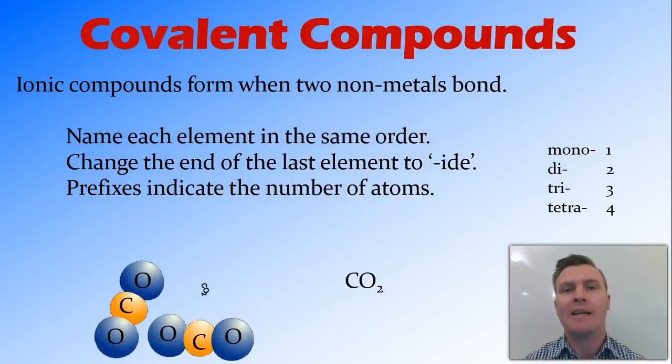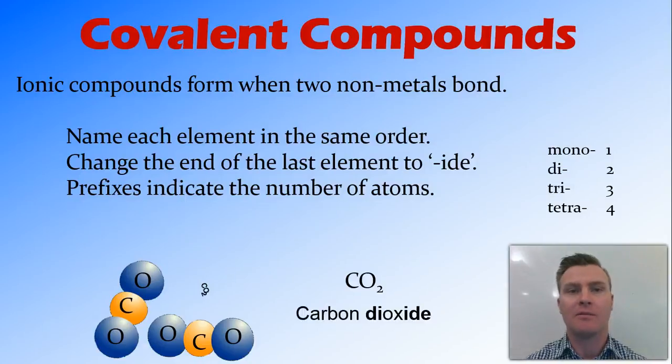So if we have a look at the molecule that we had before, which had carbon and 2 oxygens, we're going to firstly name the carbon. We're then going to name the oxygen. We're going to change the end to IDE. And to show that there are 2 oxygens, we're going to put a di at the front. So we have carbon dioxide. Again, naming covalent compounds: same order, change the end to "ide" and put the prefixes to show how many atoms of each element there are.